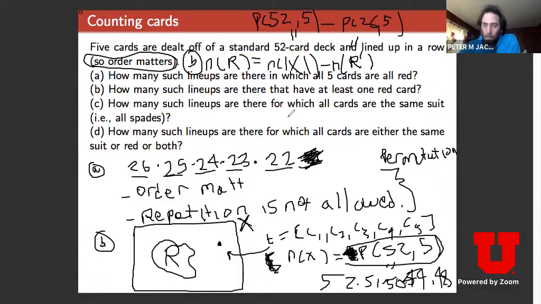And that happened to have the same answer as part A. It was symmetric to part A. And so that's it. 26 times 51 times 50 times 49 times 48. So that would be like you're choosing one black card, or you're choosing one red card, and then you choose in any way possible. I think that would be okay.